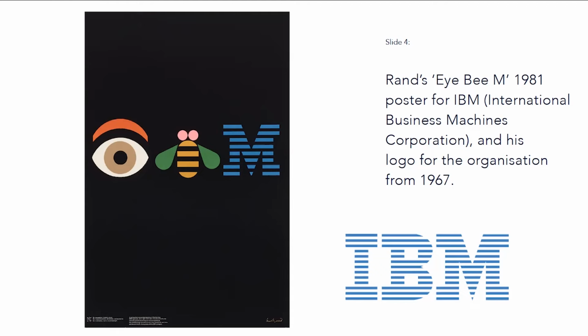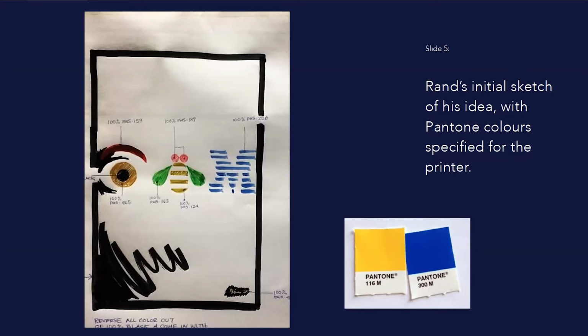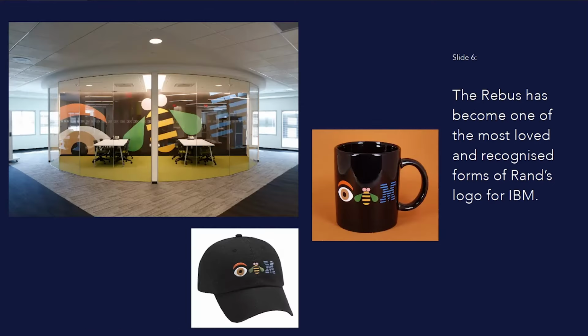And it started out, as many of the best ideas do, as a sketch in watercolor and marker pen. You can almost imagine Rand smiling to himself as he colored in the stripes on the B. In his mind's eye, he would have been able to imagine exactly how the final poster would look. Notice how he specifies the Pantone colors. This was so the printer would know exactly what color ink to use to produce the lithograph.